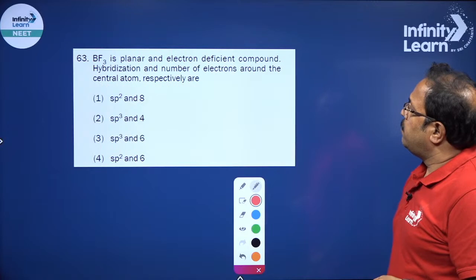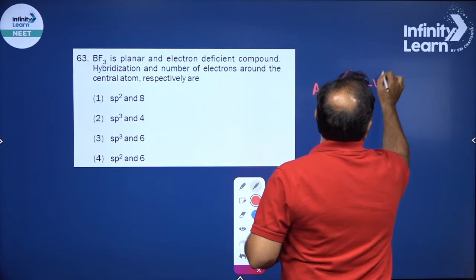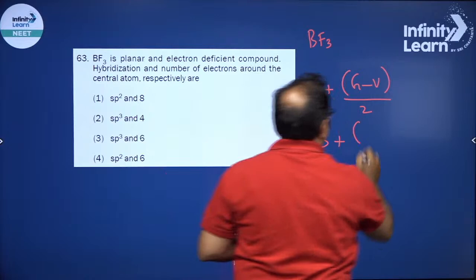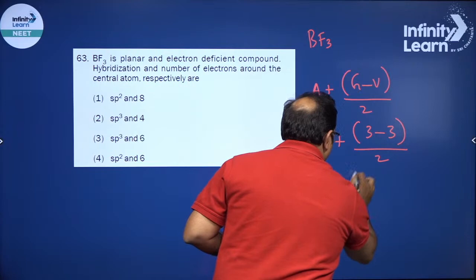BF3 is a planar and electron deficient compound. Hybridization can be found in many ways. You can use (G minus V)/2, A plus (G minus V)/2. Number of atoms attached: in BF3, how many atoms are attached? This is 3. Group number of boron is 3, valence is also 3, with 3 halogens. So this becomes 0, and 3 means you write s, then p, still how many are left out? 2, so you write it as sp2.